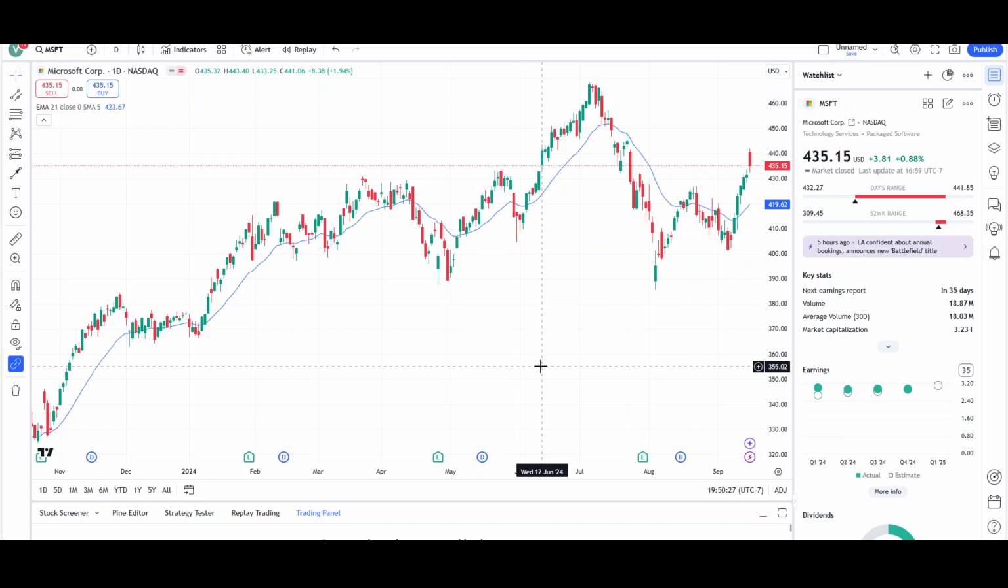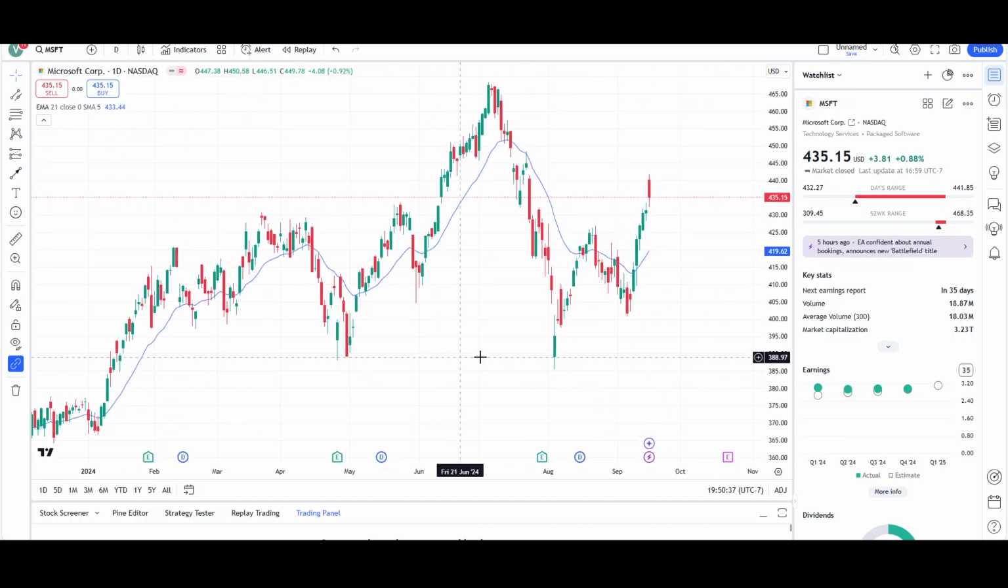I will be doing a technical analysis breakdown for Microsoft Corporation with the ticker symbol MSFT. I will first be going over what I see on the daily chart and finish the video off with the weekly chart. This video is for entertainment purposes only. Please trade at your own risk. So let's take a look at the daily chart for Microsoft.